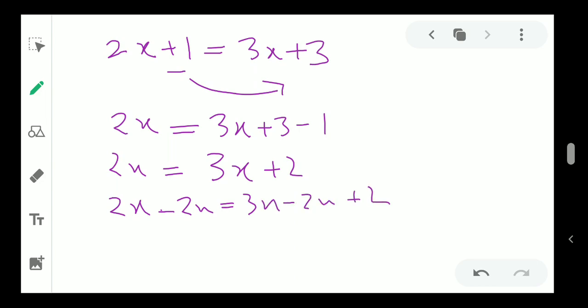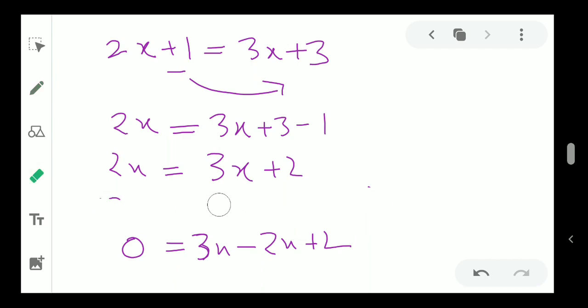But now I will not do this step, I will directly skip to the next one, that will be my 0 equal to 3x minus 2x plus 2. See, if I skip this middle step, it seems this 2x is coming into that side and becoming minus 2x here. So plus becomes minus when we change side, and minus becomes plus when we change side.